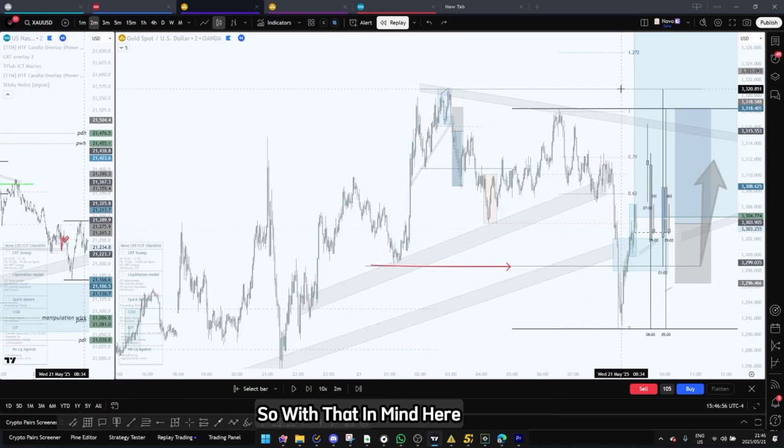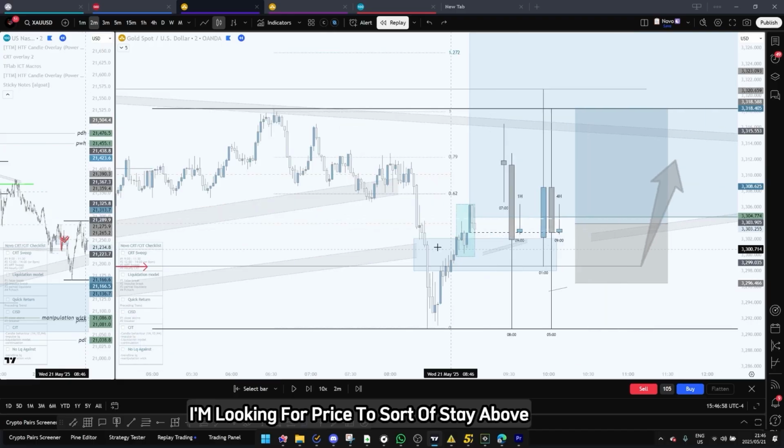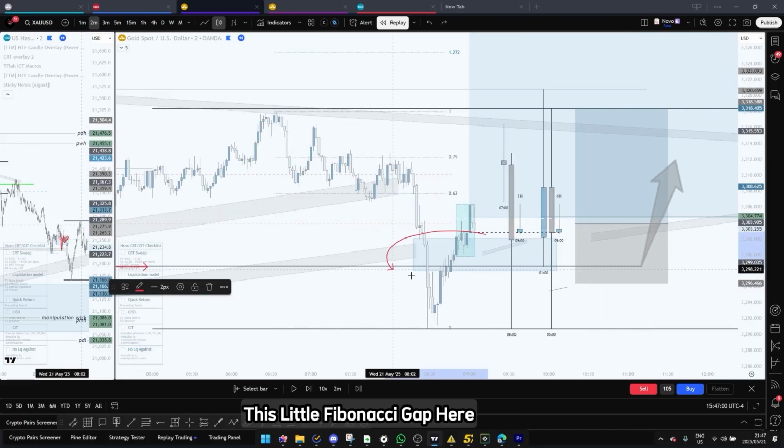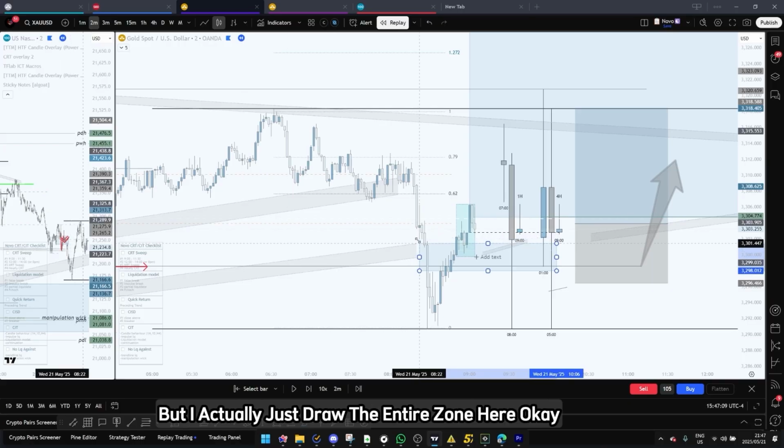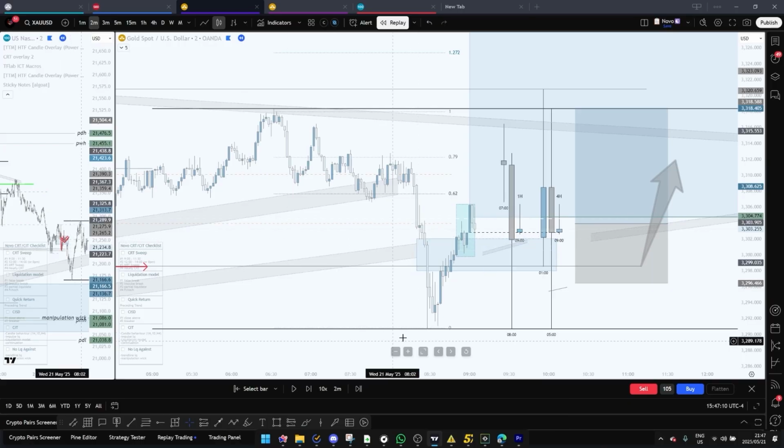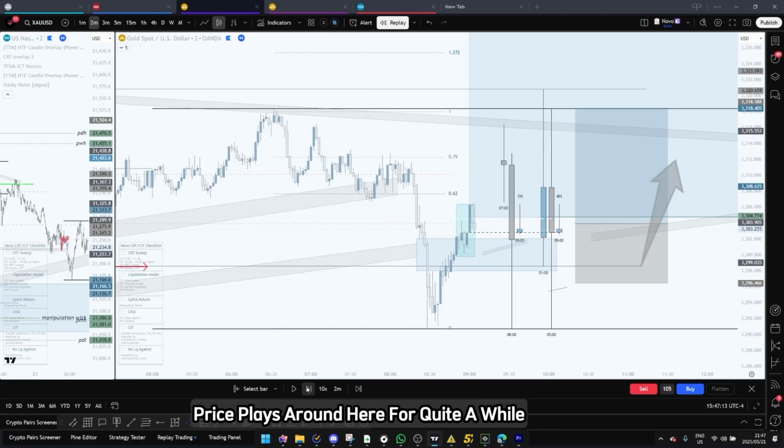So with that in mind here, I'm looking for price to sort of stay above this little fair value gap here, which has been inversed. So you can see it more so as that, but I actually just draw out the entire zone here. Okay. So you'll see that price plays around here for quite a while.